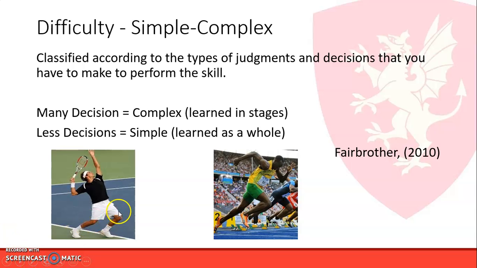Now, experts within the field would probably argue that that's not a simple skill, but generally, complex skills we learn in stages, because they require more decisions. And simple skills generally we can learn as a whole because they require less cognitive thought and cognitive processing. So that is our first continuum. And depending on the scale that you choose, you can determine where you think it sits on that continuum, and justify as to why.